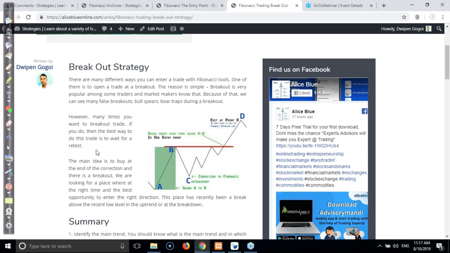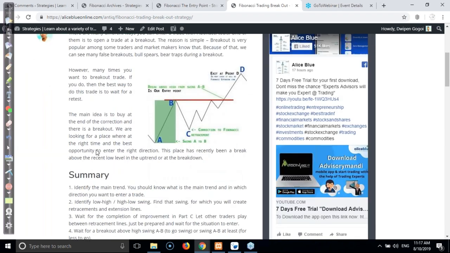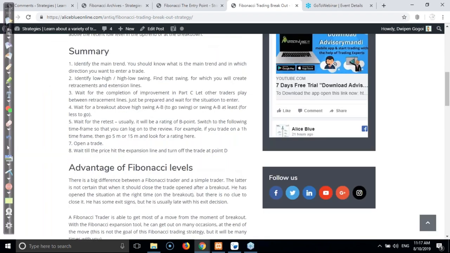Now you can see the first criterion: identify the main trend. I always train you to find out the main trend. Without knowing the trend, don't place this Fibonacci. So first identify the main trend, which direction price is running. Then next you find the high-low and low-high swing points. I already discussed that: a high point, low point, high point, low point. So it's very familiar to find the high point and low point.